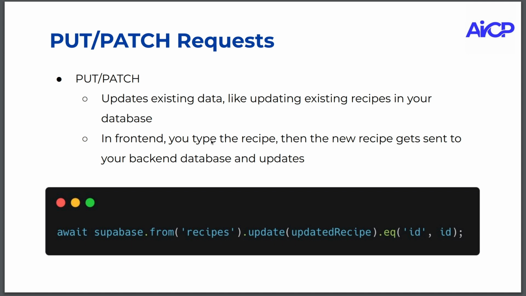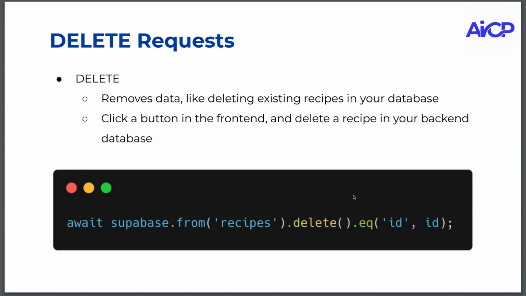In the front end, you type the recipe, and then the new recipe gets sent to your backend database and updates. So this line here, this HTTP request await function, is essentially the bridge between the front end and the back end. So obviously in the front end, the user has to do something like click a button, and this bridge helps connect our front end in real time to the Supabase backend so that Supabase can update, for example, recipes here. And then the last request is a delete request.